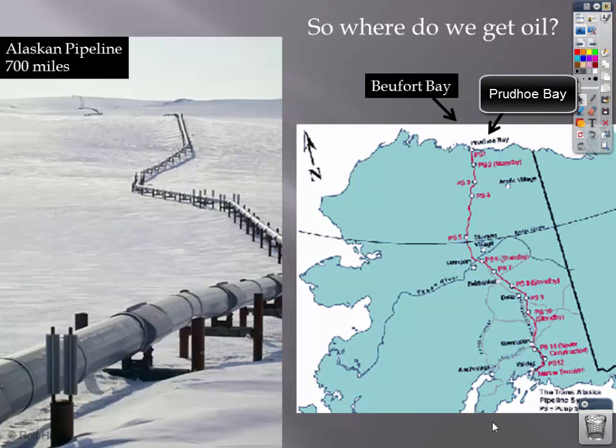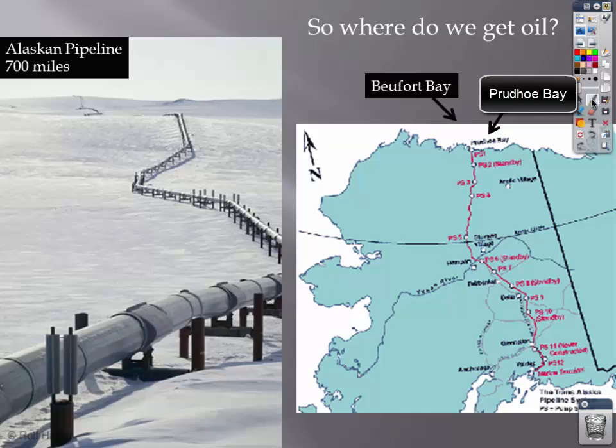So where are some of the places we get our oil? The United States has thousands of oil wells that are all pulling out oil. And some of the largest ones are in the northern part of Alaska, in a place called Crude Bay. This is where we get a large majority of our domestic oil.